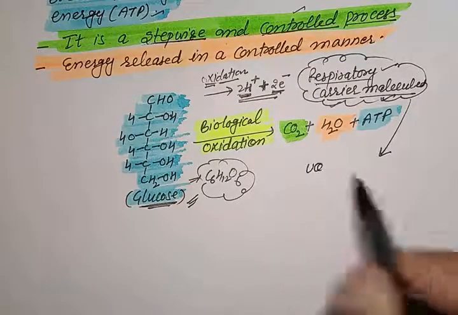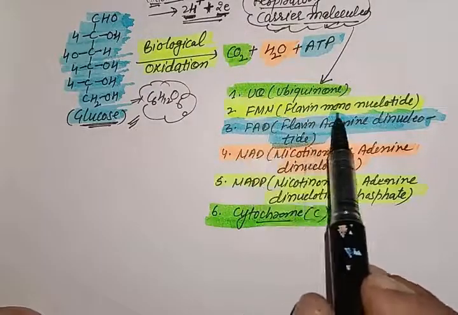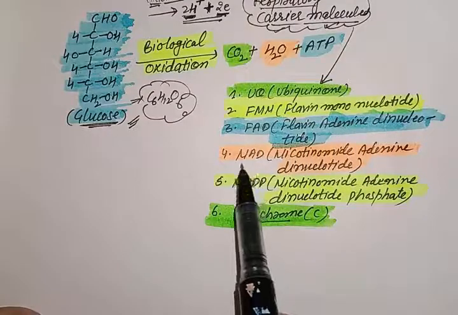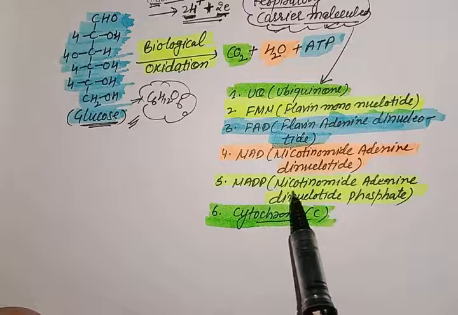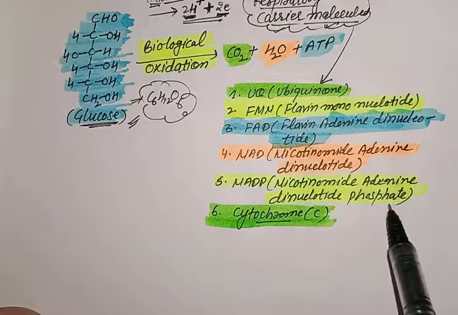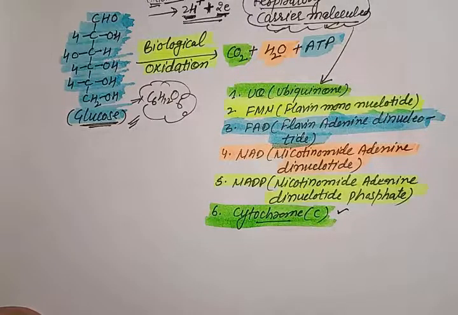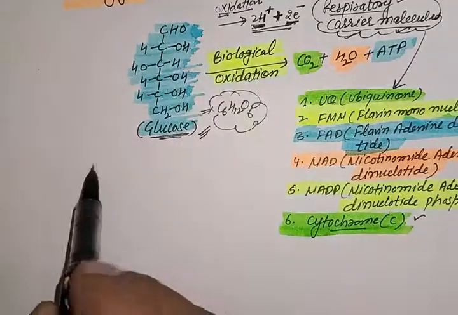So what are the respiratory molecules? The respiratory molecules are basically UQ, that is ubiquinone, FMN, that is flavin mononucleotide, FAD, that is flavin adenine dinucleotide, NAD, that is nicotinamide adenine dinucleotide, NADP, that is nicotinamide adenine dinucleotide phosphate, and cytochrome. Cytochrome is also represented by the C.